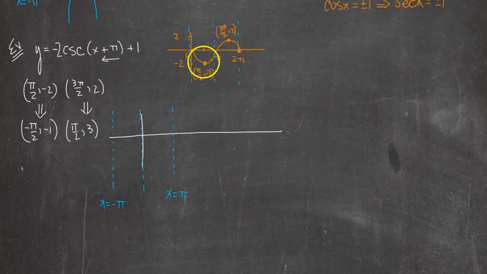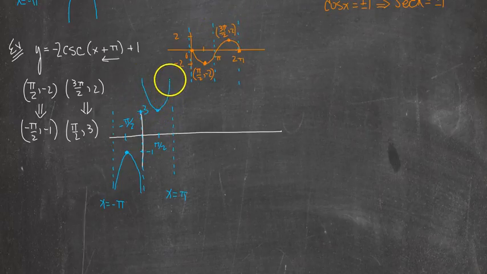Then my low point is now negative pi over 2 and negative 1. And my high point is at pi over 2 and 3. And now I can sketch in my curve because I know exactly where it is. I'm going to have downward at this point and upward at this point. Done.